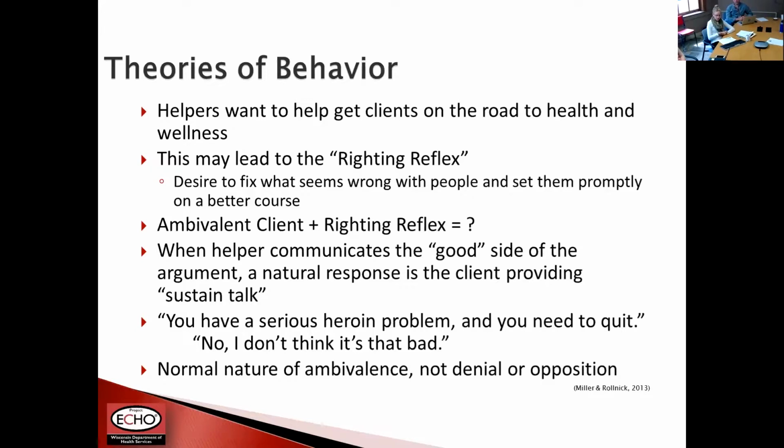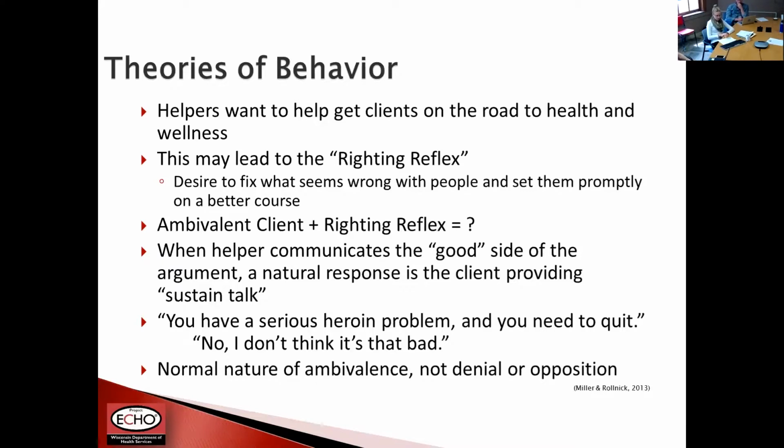So remember, arguments both for and against change already reside within the ambivalent person. So when a helper communicates the good side of the argument, a natural response is the client providing that sustain talk, or the reasons not to change. So the helper might say, "You have a serious heroin problem and you need to quit." Ideally, we would hear the client say the following: "You're right, I didn't realize how serious it is. I'm going to quit today."